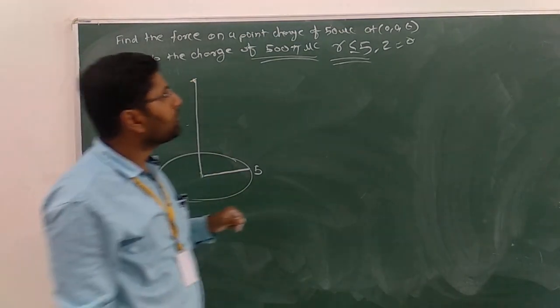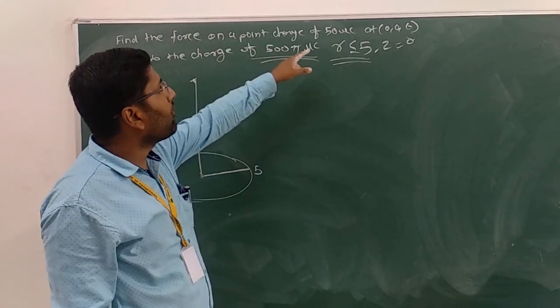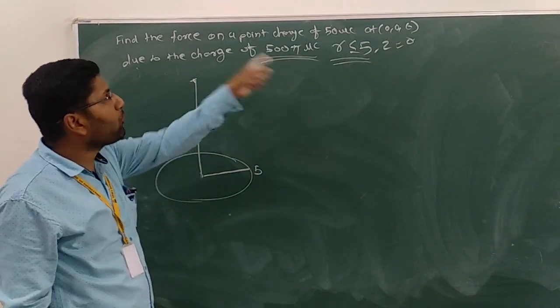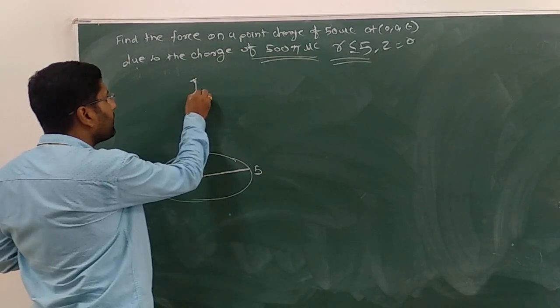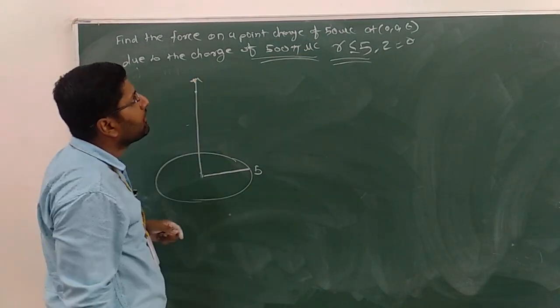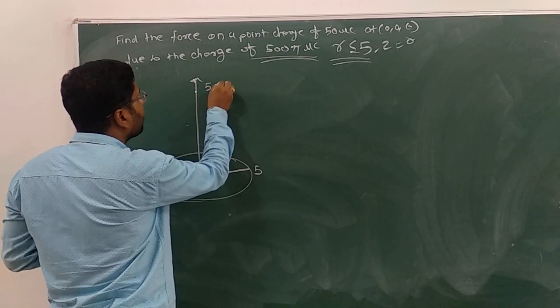Another point they have given is a charge of 50 microcoulomb. Find the force on a point charge. So the point charge they have given here, suppose the point charge is 50 microcoulomb, 50 into 10 raised to minus 6.